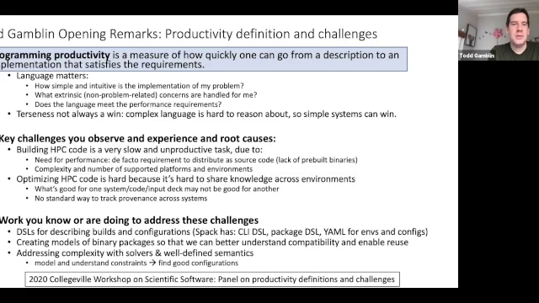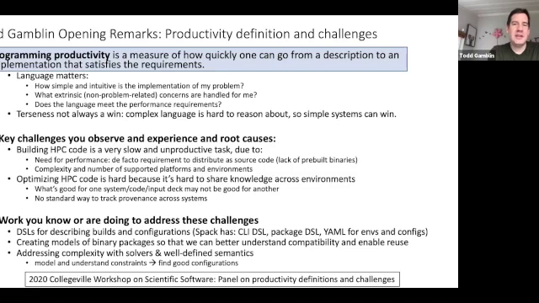Because I could go from a description that mostly satisfies the requirements if I wrote in some really high level language. But in HPC, we care a lot about performance, and often that's like the first concern. And so I think it's important that you program in something that's also performant, and that's often a stumbling block for HPC folks. I said terseness is not always a win here.